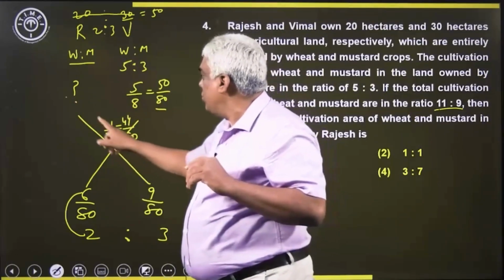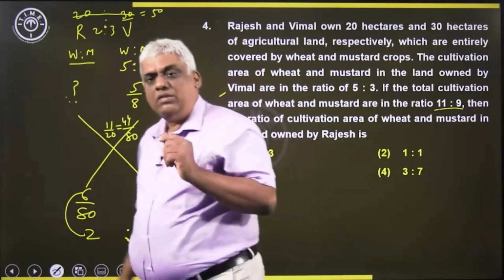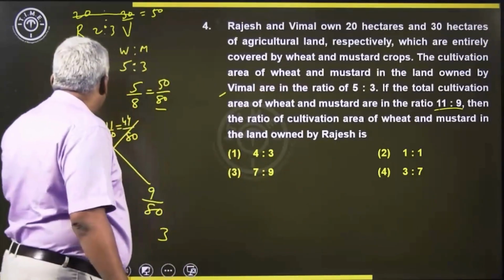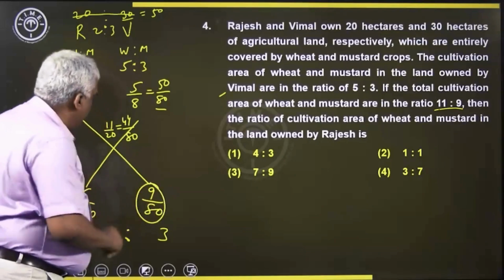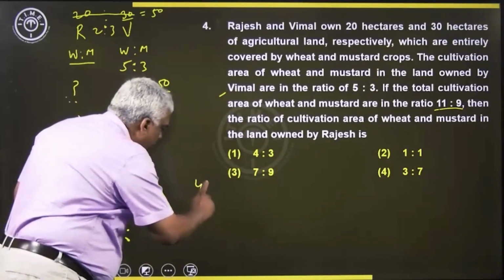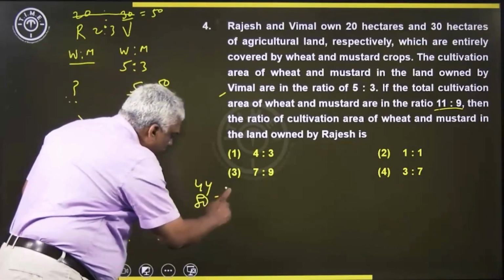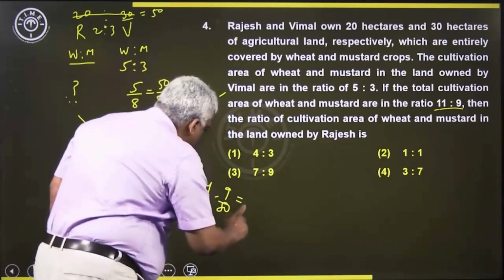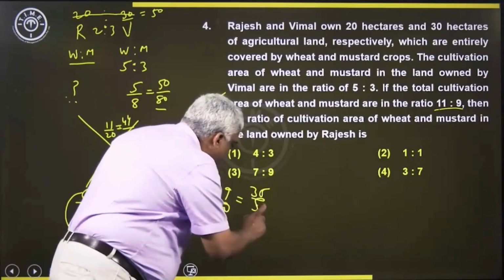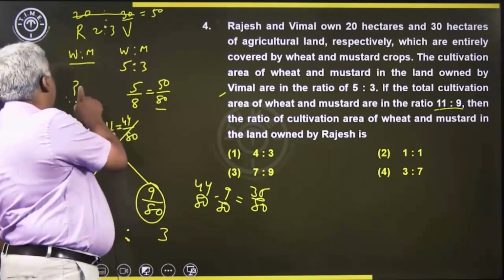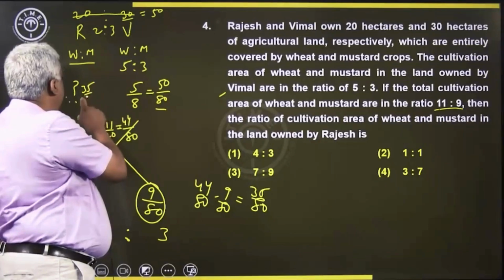So, 44 by 80, so this number, the question mark, this unknown number will be less than 44 by 80, and how much? The difference is 9 by 80. So, 44 by 80 minus 9 by 80 will give you how much? It will be 35 by 80, right. So, 35 by 80. So, this number will be 35 by 80, okay.